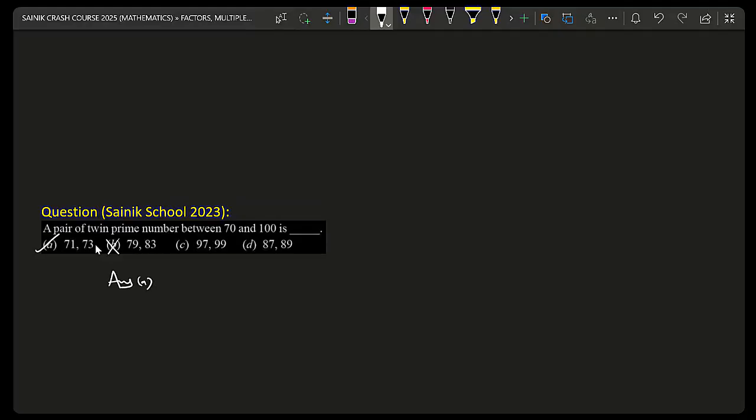Why is it not a prime number? It is divisible by which number? You learned all the divisibility rules. 99 is divisible by which number? Is it divisible by 3?